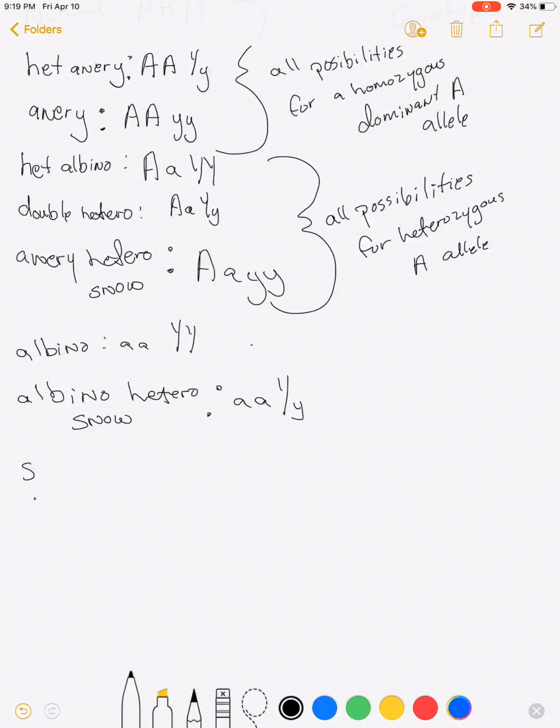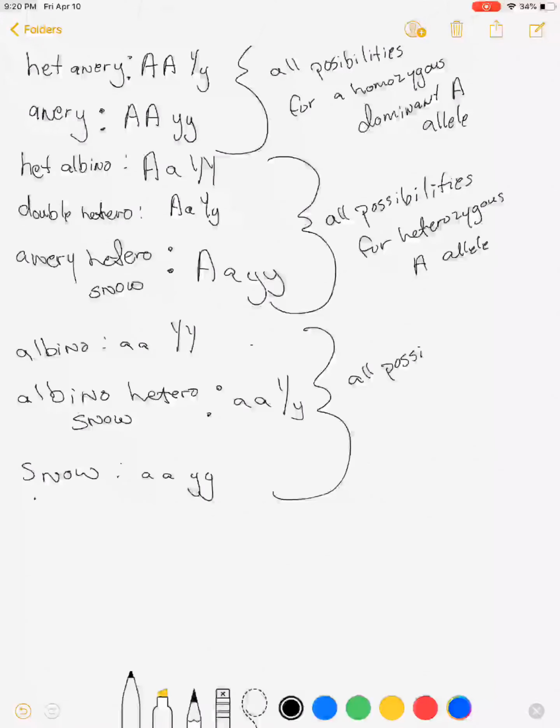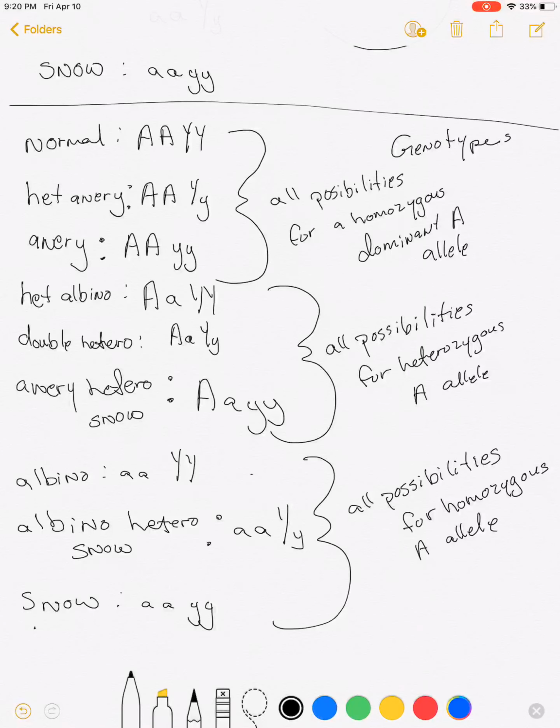And then your snow coloring is going to be completely homozygous recessive. So these are all possibilities for homozygous A allele. So that's how they have them kind of ordered out, is it's organizing it by the A allele.